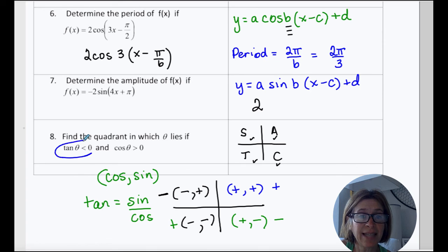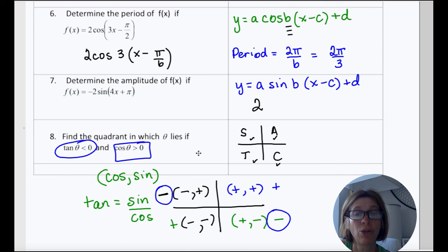So let's now look at the question. Tangent is less than 0. That means tangent is negative. So that gives me this quadrant or this quadrant. But cosine is greater than 0, so cosine is positive. Cosine's x, so it's in this quadrant, so this would be quadrant 4.